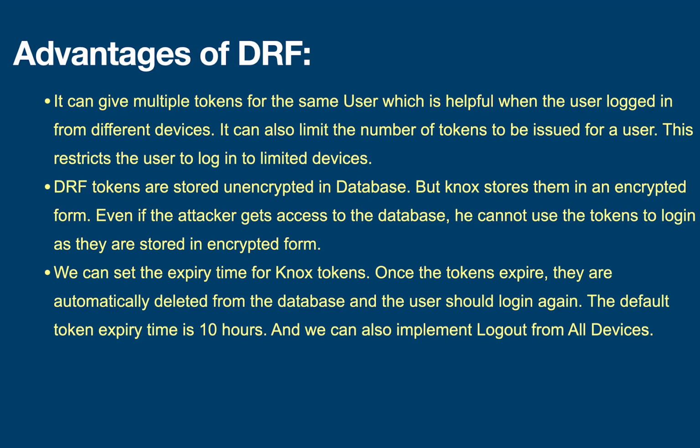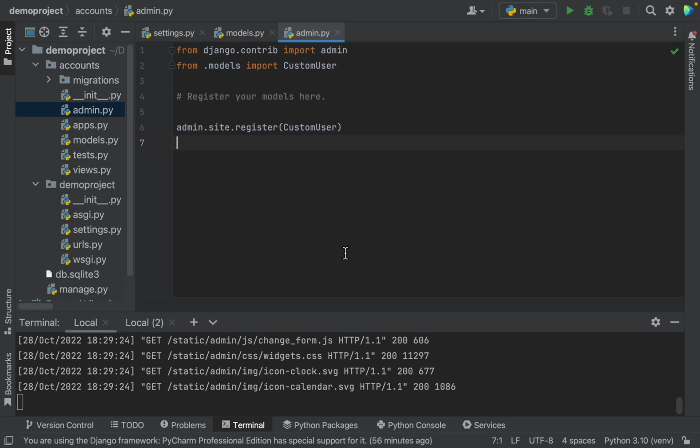We can also set the expiry time for the Knox tokens. Once the tokens expire, they are automatically deleted from the database and the user should log in again. The default token expiry time is 10 hours. And we can also implement logout from all devices. These points make Django REST Knox stand out from DRF authentication. Let's implement the Knox authentication in our project.